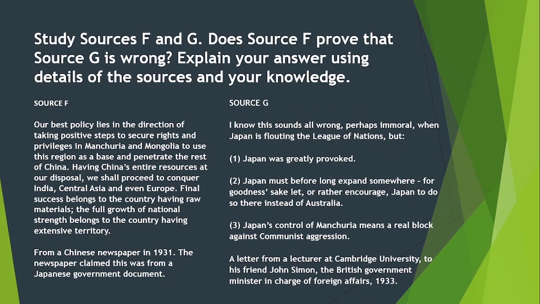Now some basic points repeated from my non-league presentation on the same kind of question. You need to see what source G has to say if you're going to be in a position to assess whether source F proves it is wrong or not. What could source G be wrong about? What are its key points?